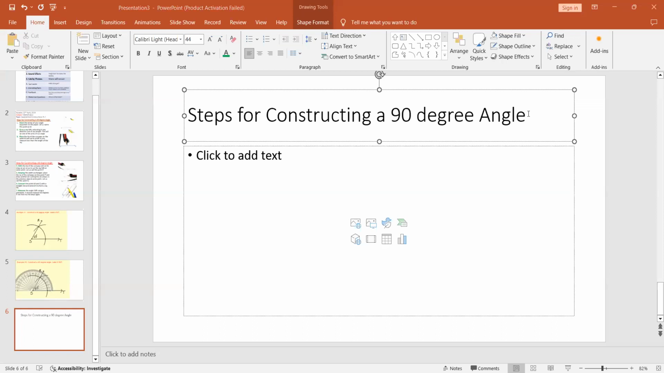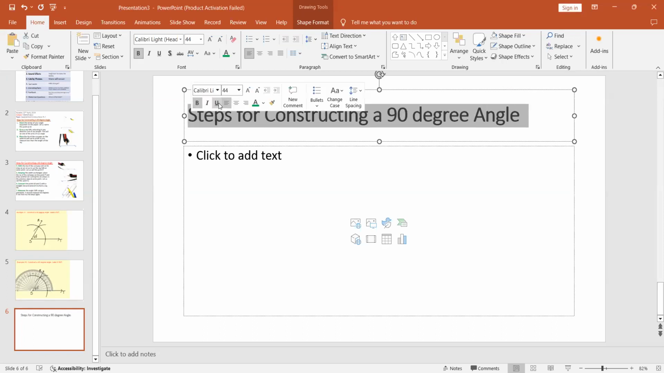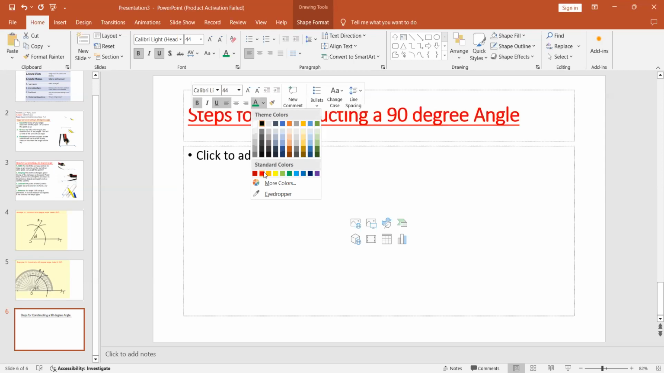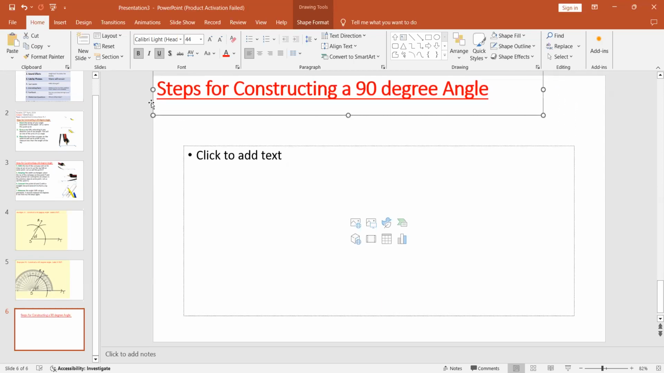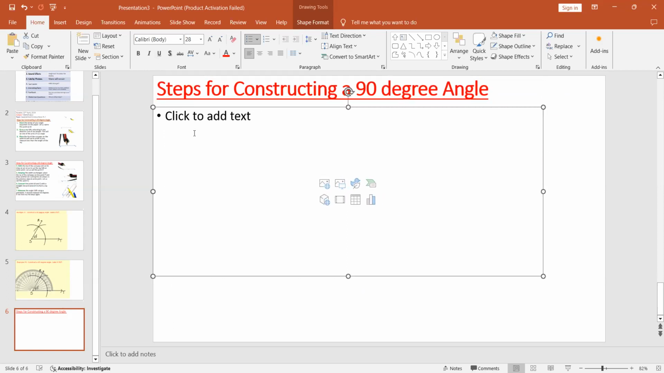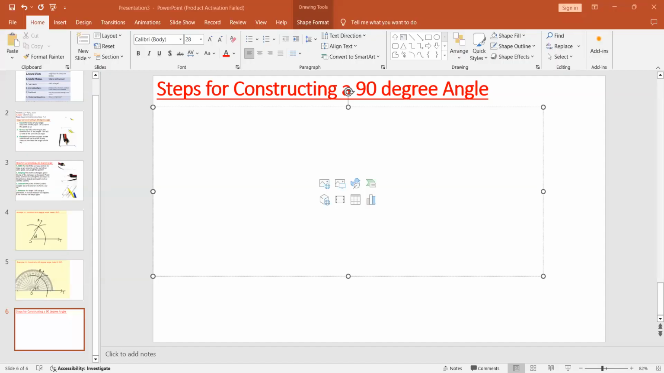So a 90 degree angle is similar to a 60 degree angle. The only thing is that it's more steps. You basically start off in a similar way that you start off a 60 degree angle, but then you have to do some extra stuff in order to actually get it. Can you all see my screen? Okay, can you all see my screen now? Yes, sir. Good. So we're going to be looking at how to construct a 90 degree angle.